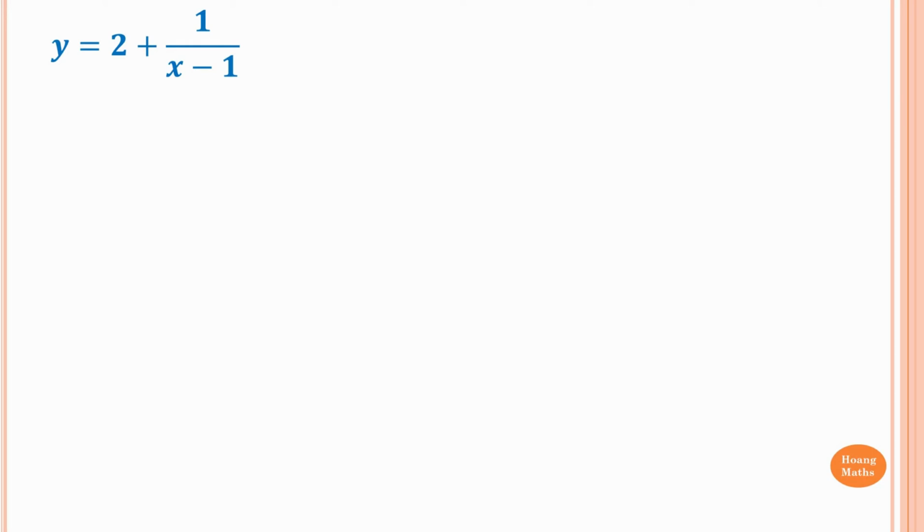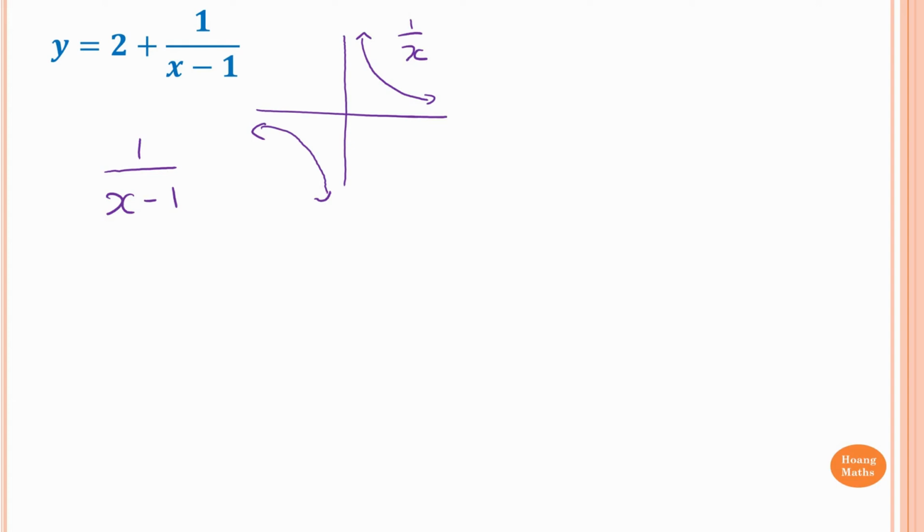So first of all, we know that y is equal to 1 over x. The graph will be like this. This is 1 over x. If we minus 1 on the denominator, that is y is equal to 1 over x minus 1, the vertical asymptote is moved 1 unit to the right. So what that means is the vertical asymptote now is at x equal to 1. And your graph will be like this. Just keep that in mind. That's what it is. And then we add 2 to it.